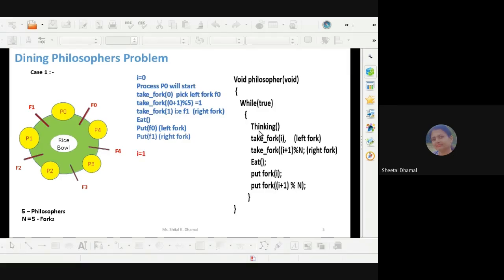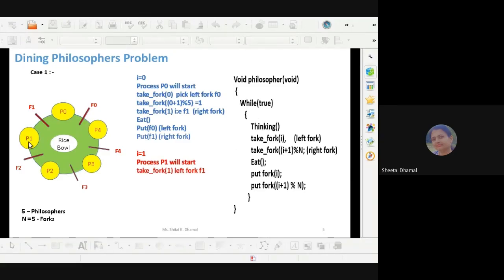Now let us consider philosopher P1. P1 is hungry now. So what will this philosopher P1 do? If he wants to eat the noodle which is placed at the center, then he has to execute the code which is written inside this philosopher function. So here process P1 will start. So what will this process P1 do now?